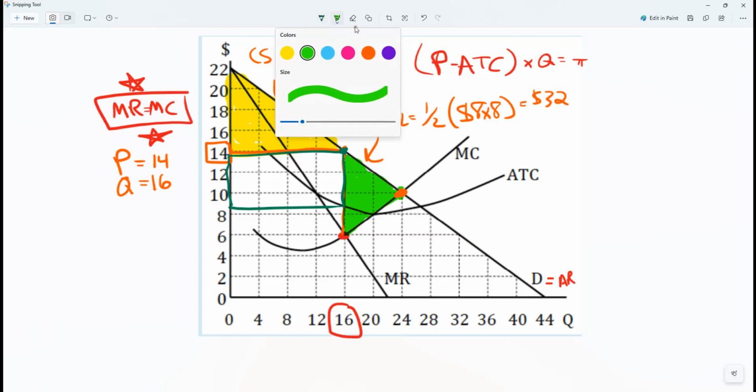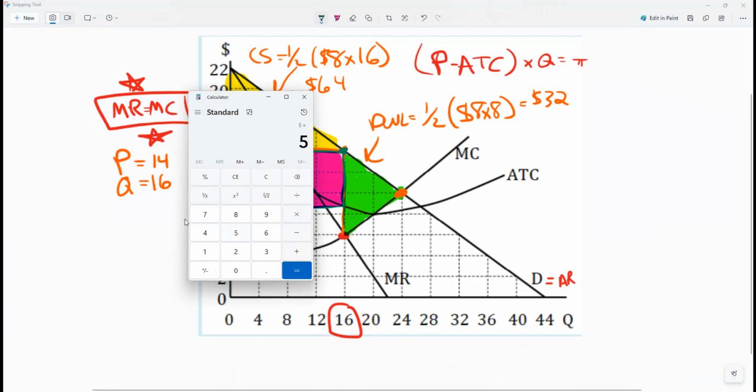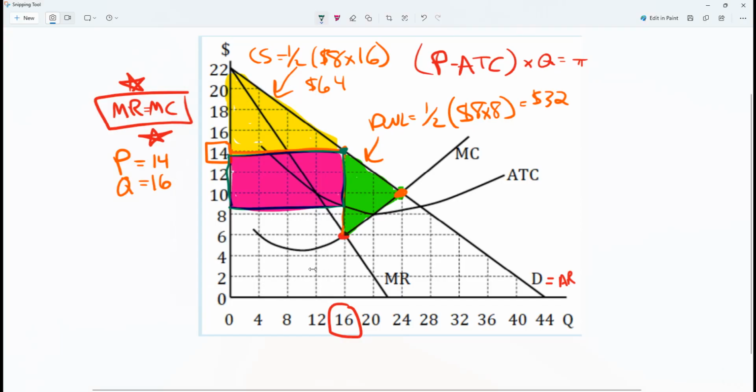We'll get a different color here, I guess pink. And so profit is going to be the area of this rectangle right here. For a number, that's going to be 5 times 16, and that's 80. So profit would be right around 80.